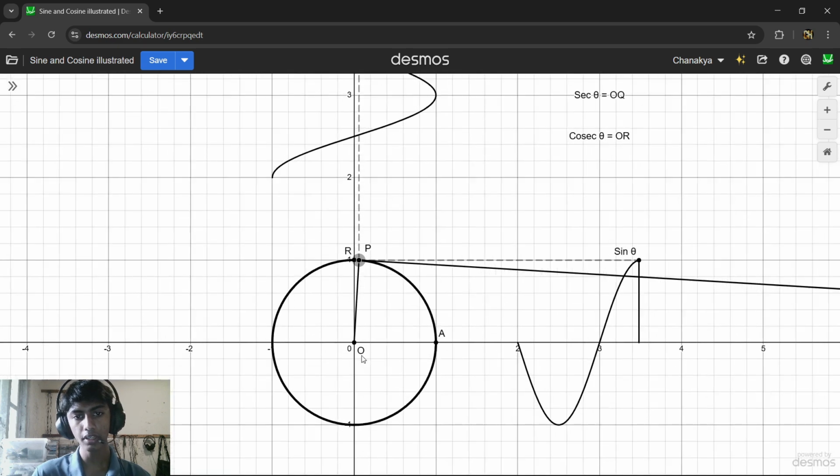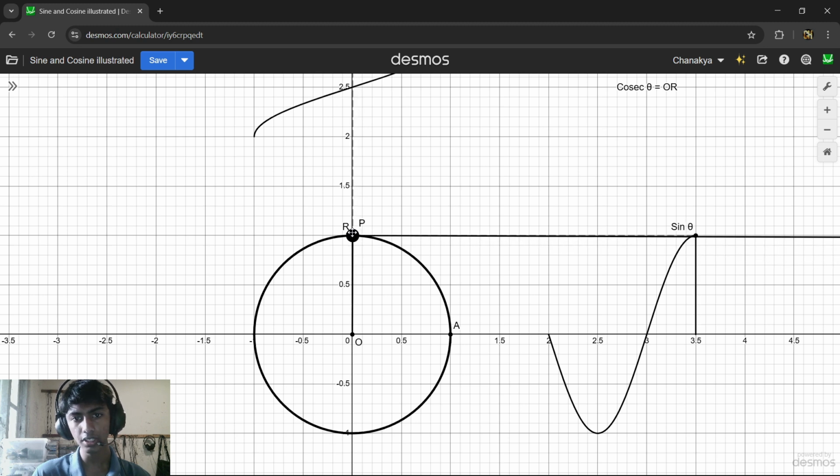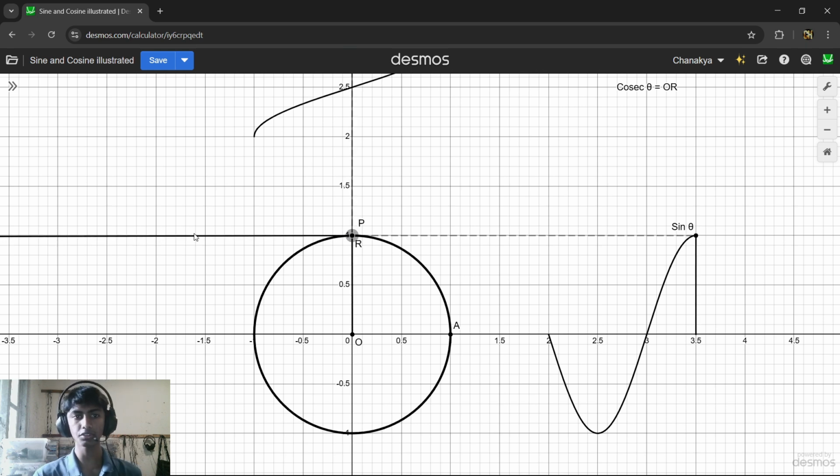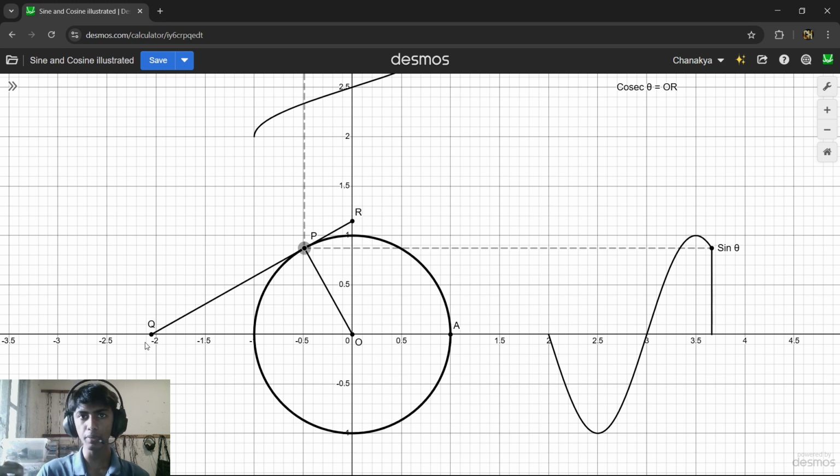If I bring this point P exactly to the 90 degree position, we can see that the line PQ is perfectly horizontal. What this means is that the point Q is infinitely far away from the point P to the right side, making the angle a little bit greater than 90 degrees immediately switches to having the point Q on the left side. We can see that by the fact that the line PQ is now in the left. If I bring the angle close to 180, you can see Q has suddenly appeared on the left side when previously it was on the right side.